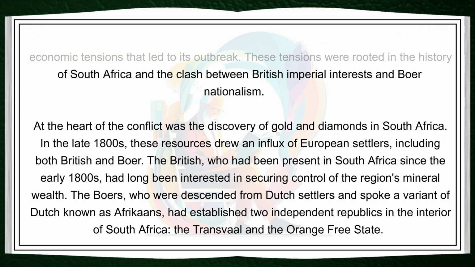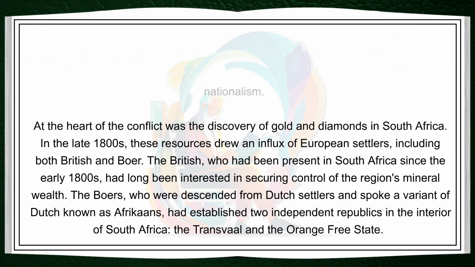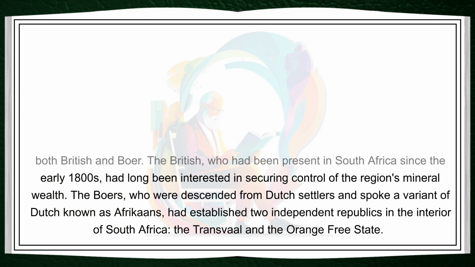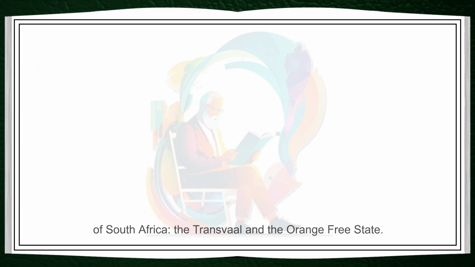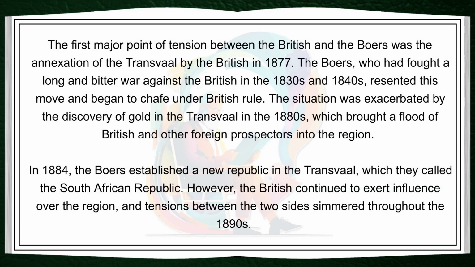The Boers, who were descended from Dutch settlers and spoke a variant of Dutch known as Afrikaans, had established two independent republics in the interior of South Africa, the Transvaal and the Orange Free State. The first major point of tension between the British and the Boers was the annexation of the Transvaal by the British in 1877. The Boers, who had fought a long and bitter war against the British in the 1830s and 1840s, resented this move and began to chafe under British rule.